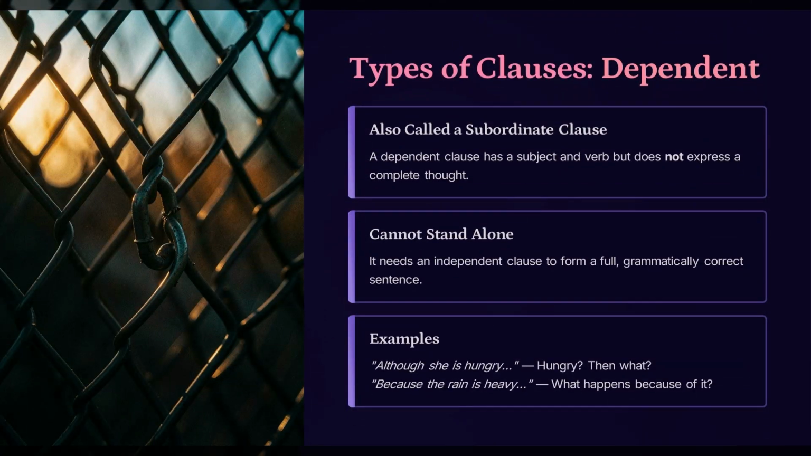Types of clauses. Dependent, also called a subordinate clause. A dependent clause has a subject and verb but does not express a complete thought. Cannot stand alone. It needs an independent clause to form a full, grammatically correct sentence. Example: although she is hungry, then what? Because the rain is heavy, what happens because of it?